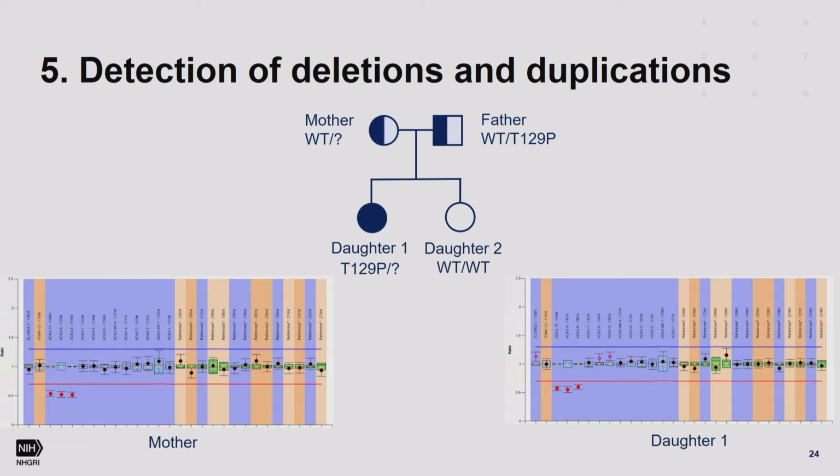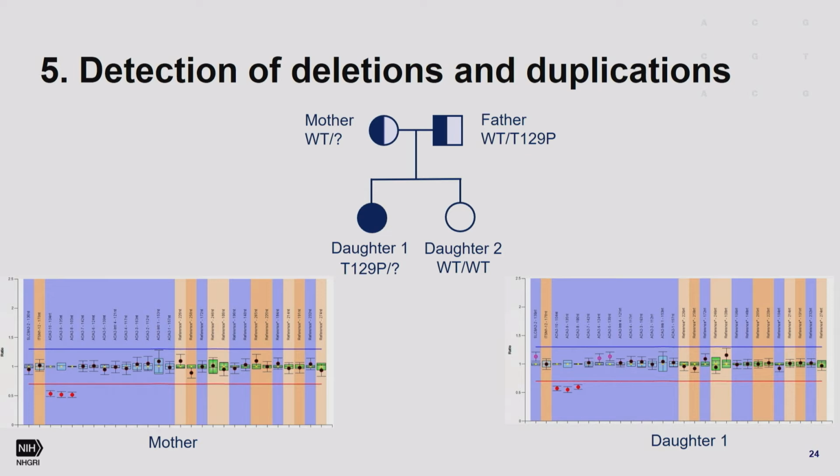You see that dad is a carrier. He has one wild-type chromosome and one mutated chromosome with a T129P mutation. And mother, we know that she was wild-type on one chromosome, but we could never find the other mutation. We know daughter 1 is affected because she has DADA2 symptoms, and that she inherited the T129P mutation chromosome from her dad, but we couldn't find the second mutation.